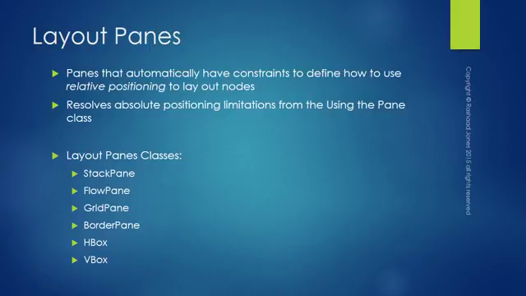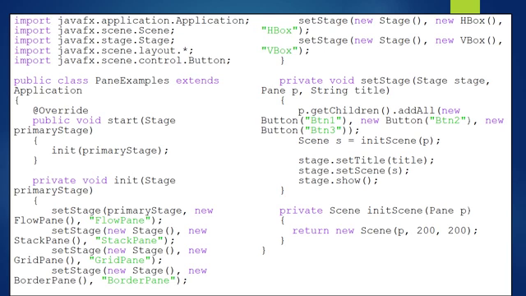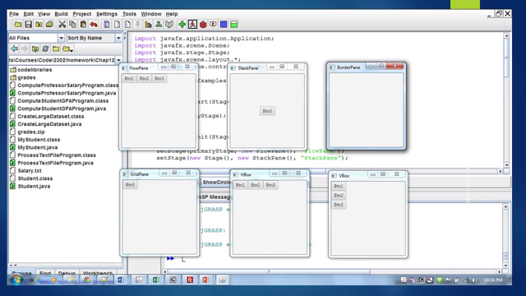Now you see at the bottom of the slide we have a few layout pane classes, and we'll talk about each one of these shortly. They are StackPane, FlowPane, GridPane, BorderPane, HBox, and VBox. HBox stands for horizontal box, and VBox stands for vertical box. Now here is a Java code where I am creating all the panes. As you can see, I'm going to have multiple stages. Each stage will include one pane. First one will be a FlowPane, StackPane, GridPane, BorderPane, HBox, and VBox. And I'm just going to add 3 buttons on each. And we'll talk about the differences in the next slide. So here we are.